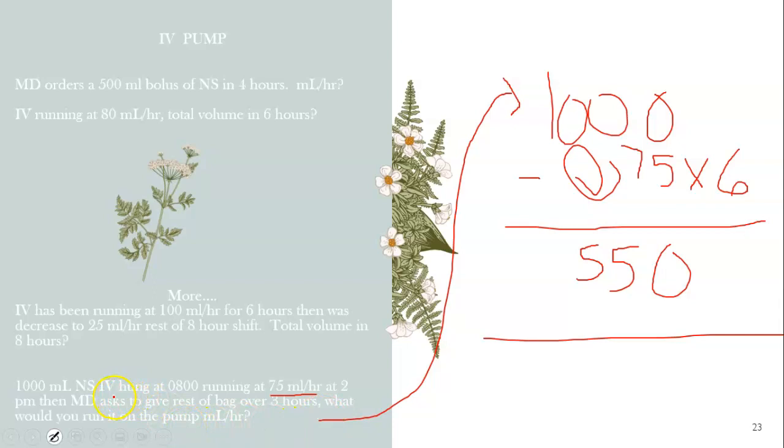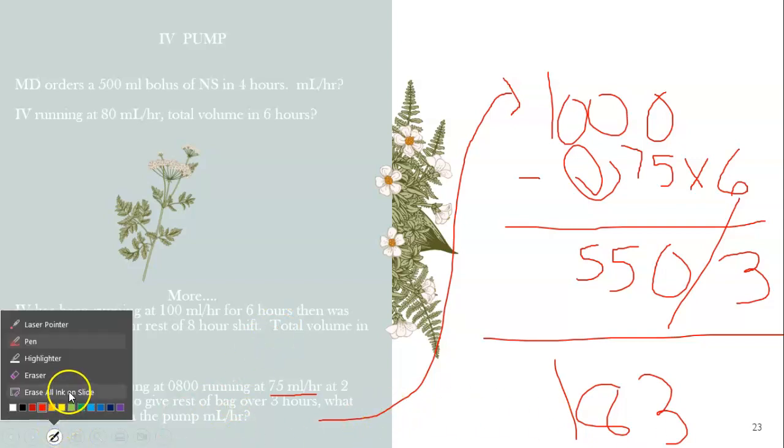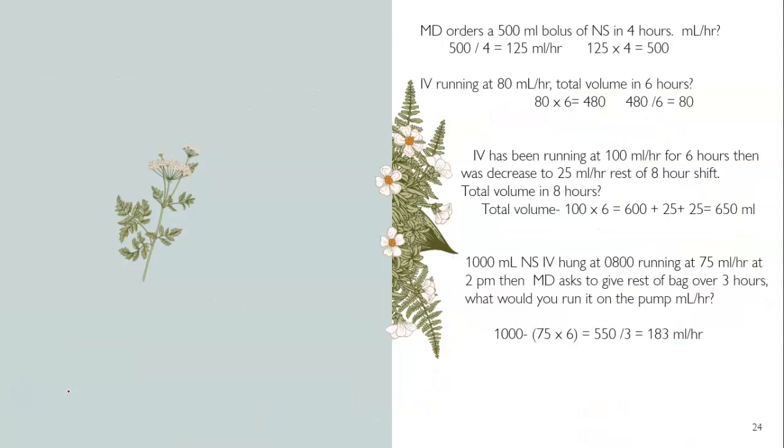Now the doctor says, give the rest of the bag over 3 hours. Take that and divide it into 3. 550 divided into 3. And I need that baby to be running at 183 an hour to get rid of the rest of that bag. Okay. You can watch this over and over and over again.